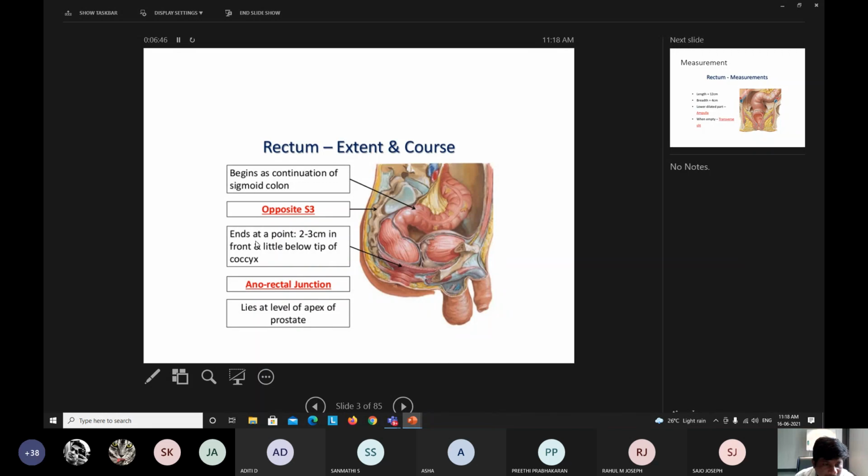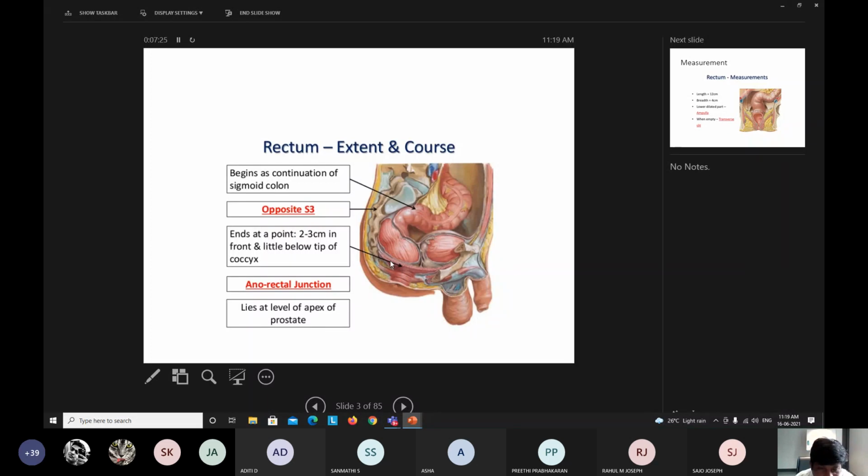It ends at a point 2 to 3 centimeters in front of and a little below the tip of the coccyx. Here you can find the tip of the coccyx, and the arrow mark is showing the point. The dilated part of the rectum becomes narrower here. This junction is the end of the rectum and the beginning of the anal canal.